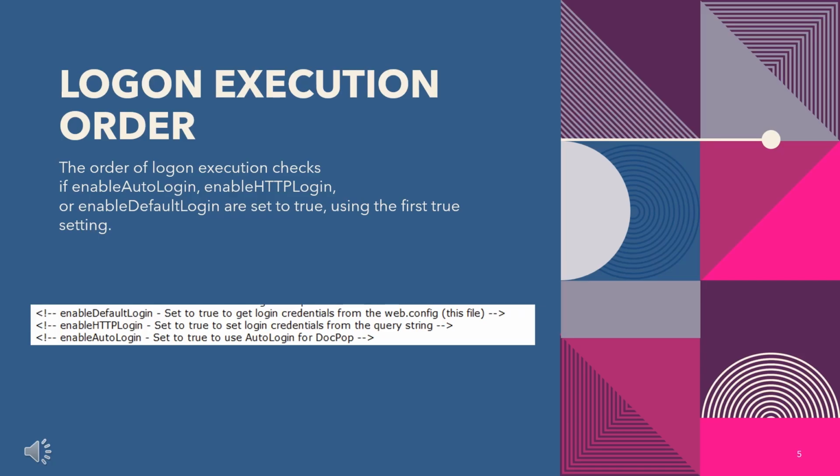The logon type used with DocPop is controlled by the web server's web.config file. The order of logon execution checks if Enable Auto Login, Enable HTTP Login, or Enable Default Login are set to true, using the first true setting. If all fail, a logon screen will prompt for credentials. It is crucial to set these configurations correctly to avoid unintended access issues.